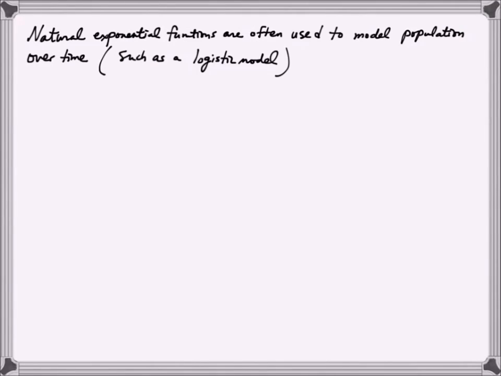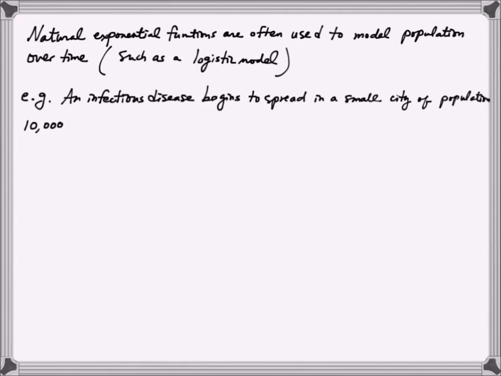Functions are often used to model population over time, such as in a model that's called a logistic model. So in the next example, I want to show you how it could be used in real life. A disease begins to spread in a small city of population 10,000. The number of people who have succumbed to the virus is modeled by the function v of t equals 10,000 divided by 5 plus 1245 times e to the negative 0.97t.